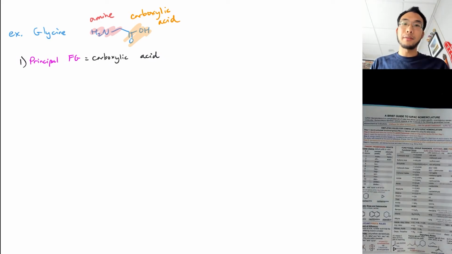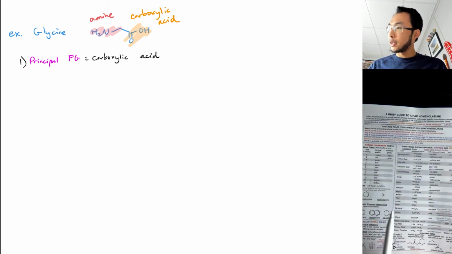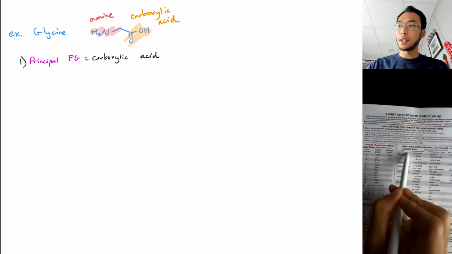And if you go look at the functional group ranking right here, you would find in the table that carboxylic acid is at the very top. It's the most highly ranked. And amines are here, so not very highly ranked. So then our principal functional group is the carboxylic acid. You could also make that judgment just by noticing that this carbon has 3 bonds to heteroatoms. This carbon only has 1.